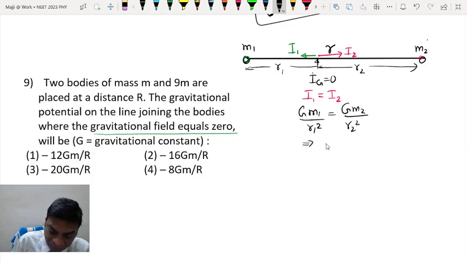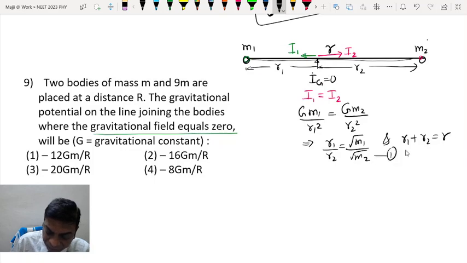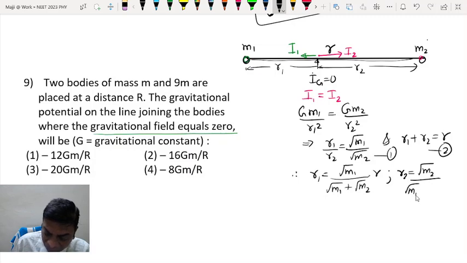So I can write that, extracting the square root, r1 by r2 is equal to root m1 by root m2. And also at the same time, considering the entire distance between the two particles, I can write r1 plus r2 is equal to r. If we solve these two, then we'll get r1 is equal to root m1 upon root m1 plus root m2 into r, and r2 will be root m2 upon root m1 plus root m2 into r.